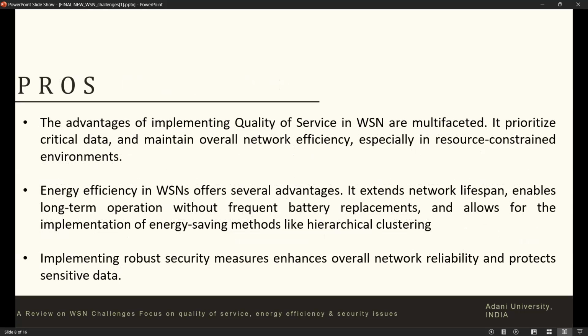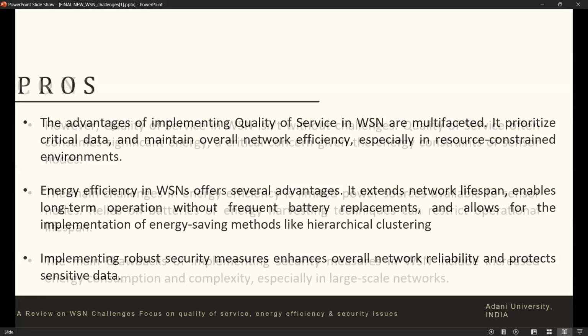It prioritizes critical data and maintains overall network efficiency, especially in a resource-constrained environment. Advantages of energy efficiency. Energy efficiency in wireless sensor networks offers us several advantages. It extends network lifespan, enables long-term operation without frequent battery replacement, and allows for the implementation of energy-saving methods like hierarchical clustering. Now, last, advantages of security issues. Implementing robust security measures enhances overall network reliability and protection of sensitive data.